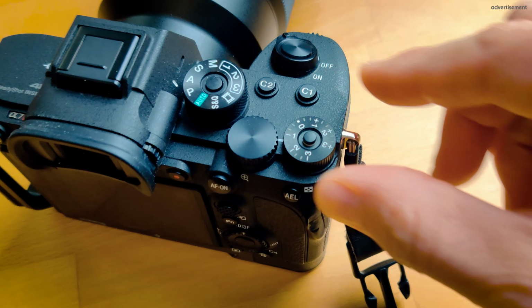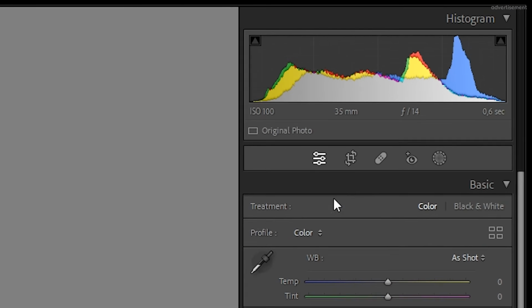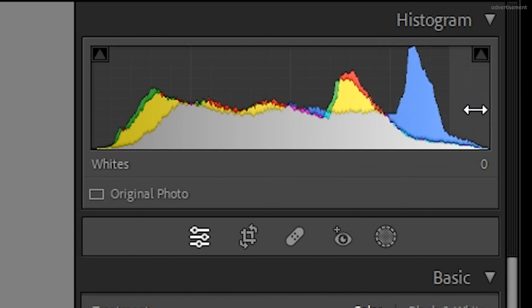And now, very important, what I do next is I use the exposure compensation to adjust the exposure. And therefore it is important to understand the histogram on our camera. Just quickly for beginners, on the right side we see the brighter pixels of our image up to white, and on the left side we see the darker pixels of our image down to black.